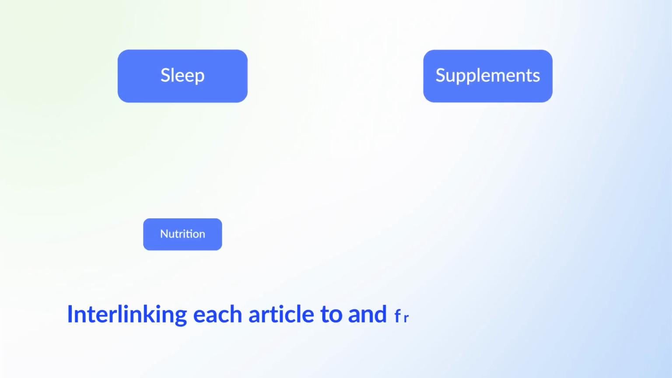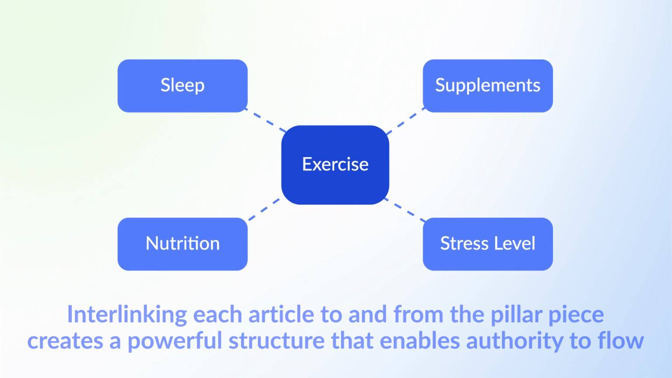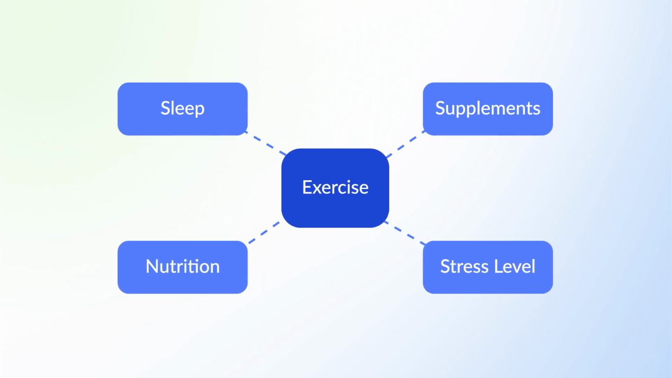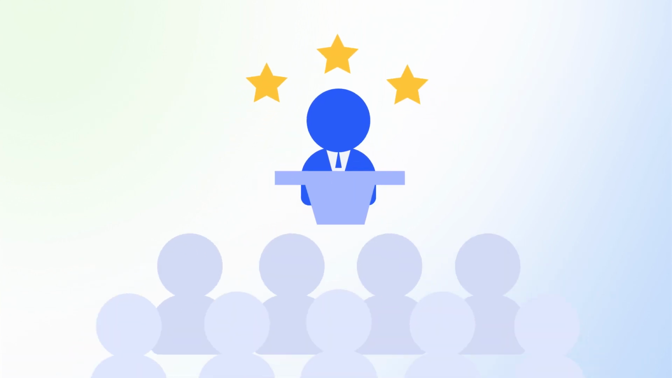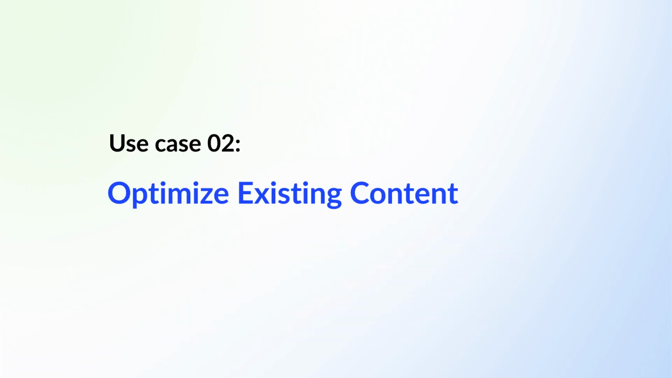Map out your content pieces or articles from your clusters. Your seed keyword is your pillar content, and the other clusters are your subtopics. Interlinking each article to and from your pillar piece creates a powerful structure that enables authority to flow. All your subtopics strengthen the page authority of the pillar page, and all the subtopics benefit from that authority. Additionally, the closely related topics properly interlinked build up the overall topical authority of the website.